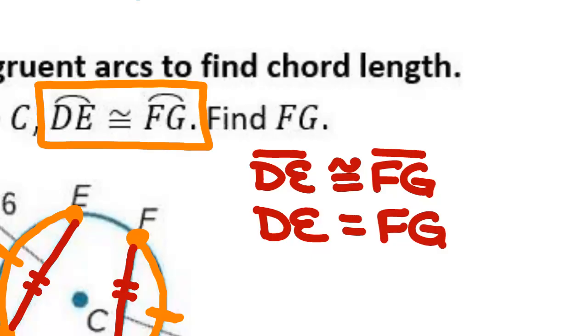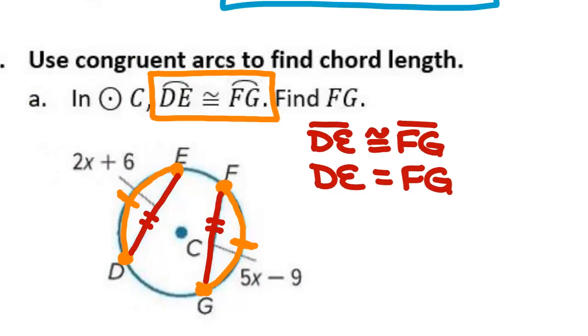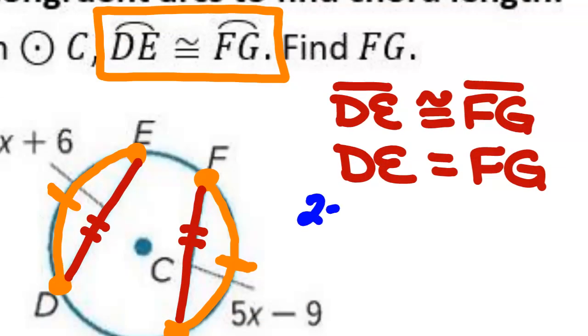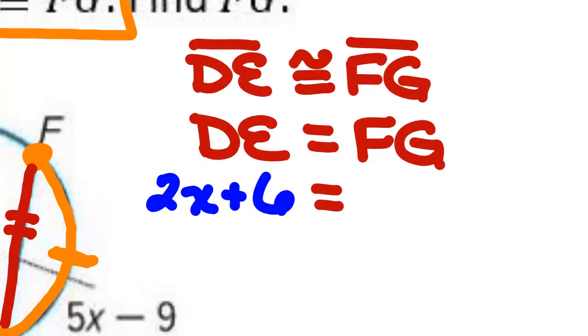How big is segment DE according to the picture? 2x plus 6. So I'm going to substitute that in. 2x plus 6 equals, what do they give us for the size of FG? 5x minus 9, yes. And now we're going to solve this for x.